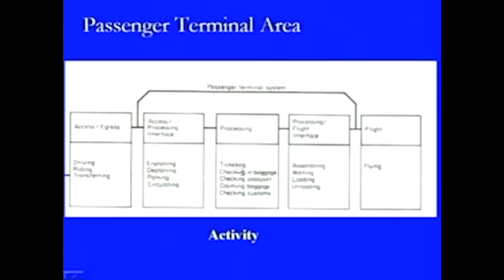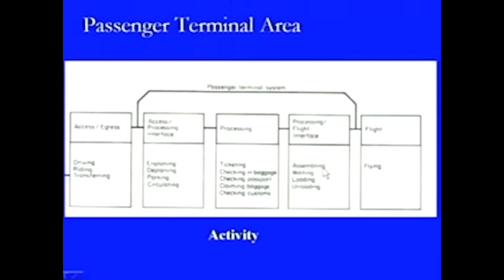Processing will consist of a number of activities like ticketing, checking in of the baggage, checking passports if it is an international flight, then claiming of the baggage and checking of the customs, again required for an international flight. Then there will be the processing or flight interface, that is once you have been processed and you are moving towards the flight, all customs checks or baggage have been given or the passports have been checked and claimed.